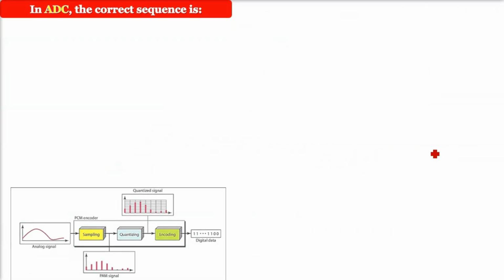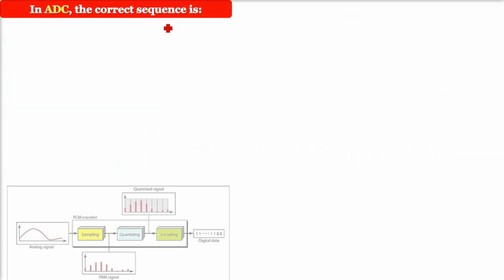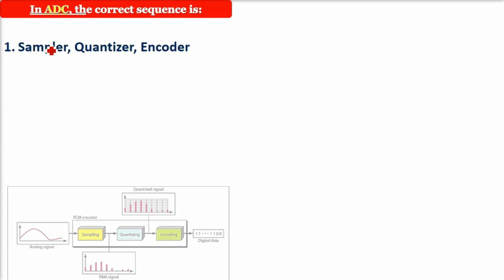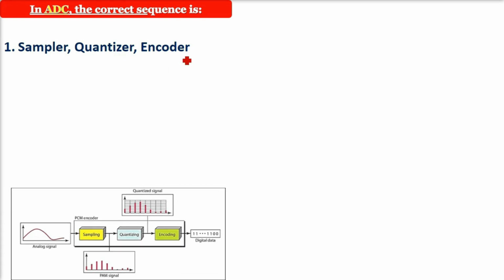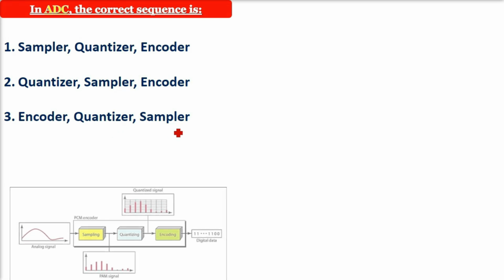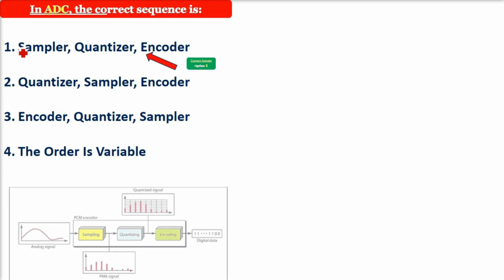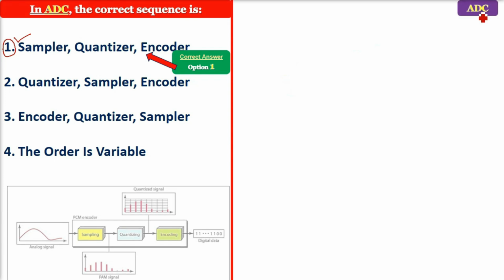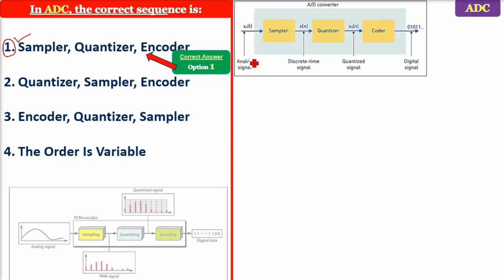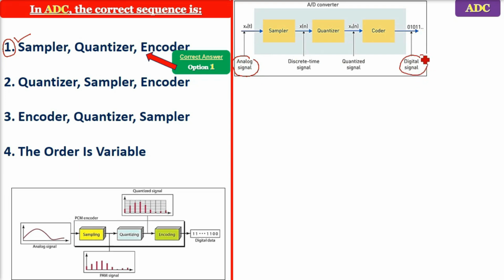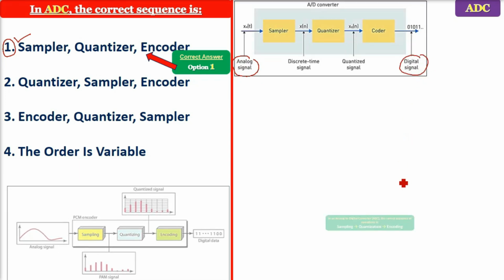In ADC, the correct sequence is: ADC stands for analog to digital converter. Options are sampler, quantizer, encoder; quantizer, sampler, encoder; encoder, quantizer, sampler; and the order is variable. So the correct option is the first option: sampler, quantizer and encoder. Now in the analog to digital conversion, the whole idea is to convert the analog signal into the digital signal, that is the sine wave, into 0101.